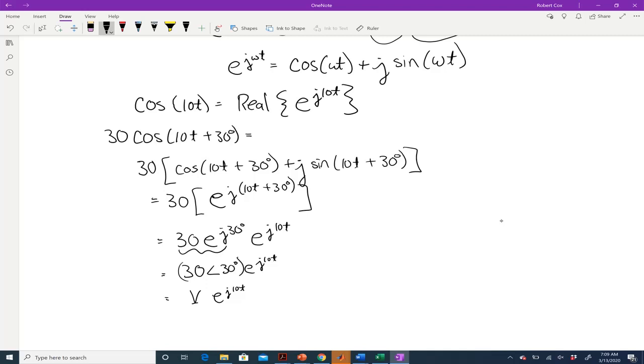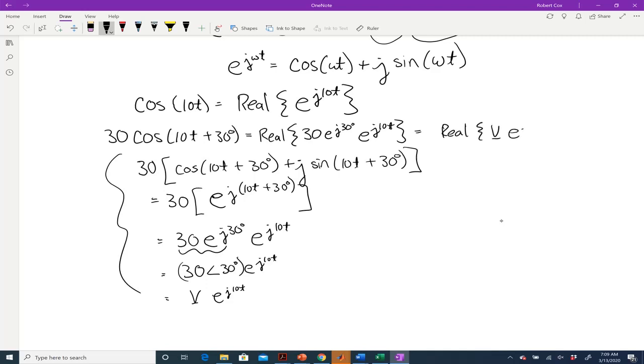So if you look at this, go back to my original question. I said 30 cosine 10t plus 30 degrees is the real part, it looks like, based on the analysis of everything we did here. It looks like this is the real part of 30 e to the j 30 degrees times e to the j 10t, or the real part of that phasor that I just defined times e to the j 10t.